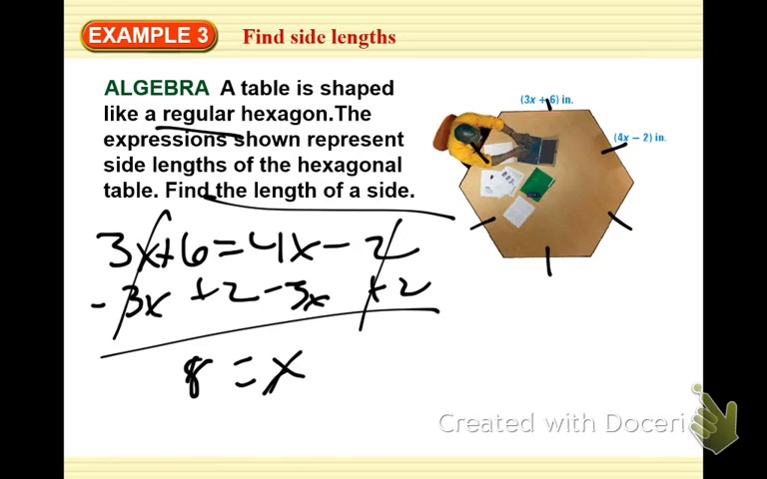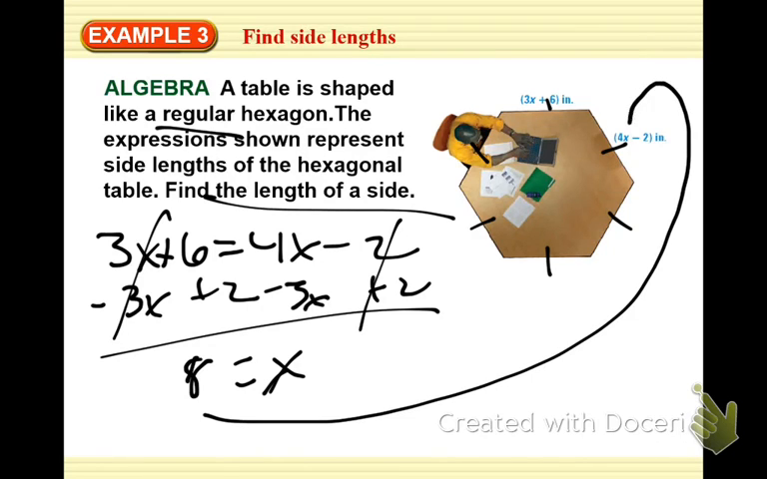It wants us to find the length of a side. So we're not finished. We've got to take this 8 and plug it in. So 4 times 8 is 32. 32 minus 2. So this length is 30. You would be very wise to go ahead and check the other side to make sure that you get 30 there as well. So you plug in 8 here. 3 times 8 is 24, plus 6 is 30. So you do get 30 here, so you know you've done the problem correctly.